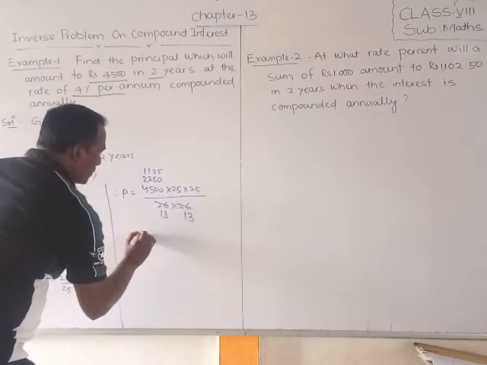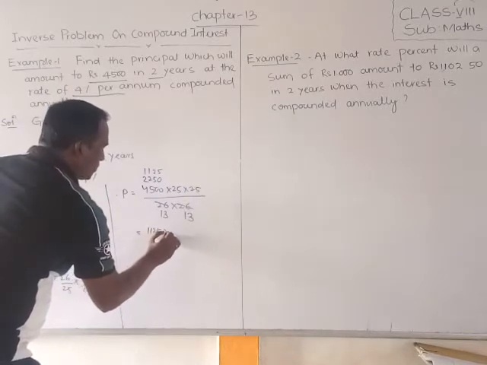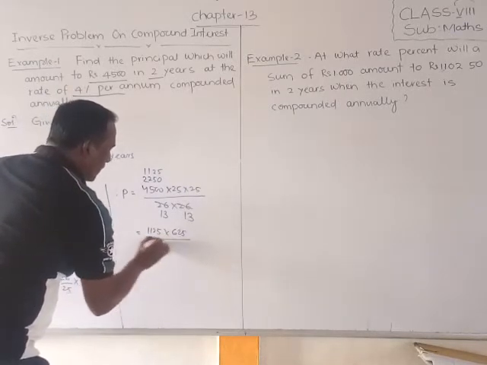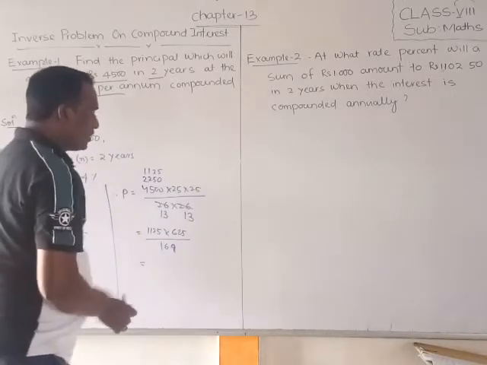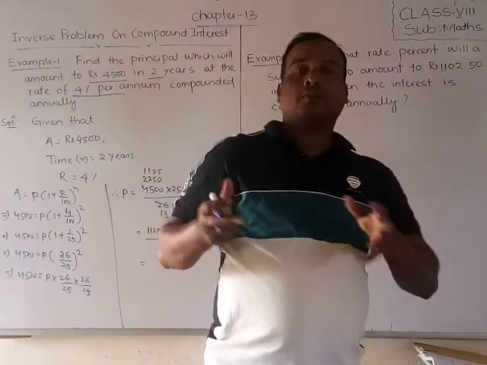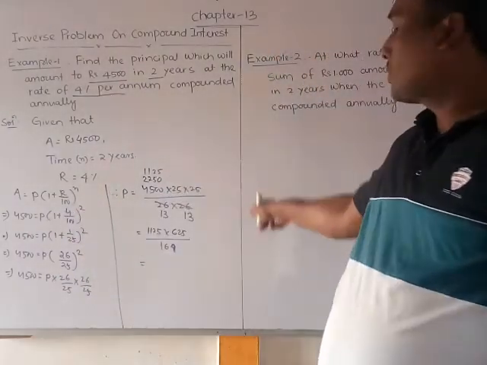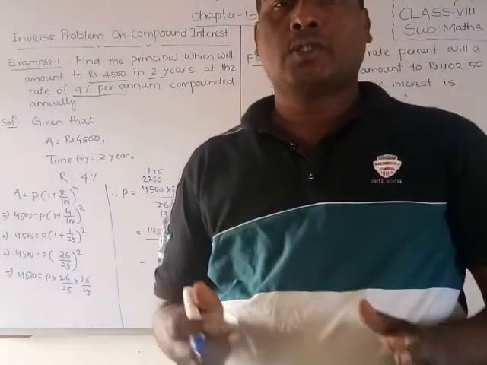Okay. Now we'll get 1125 into 625 by 169. If we multiply this, now what you have to do, friends? We have to make it a division. Now that answer we will get, you have to do the division.